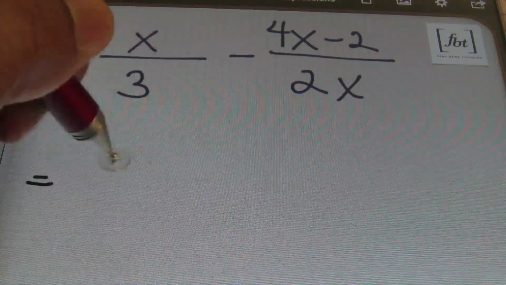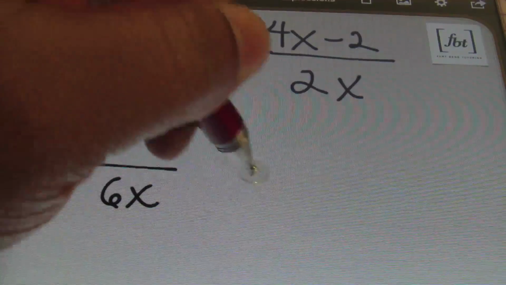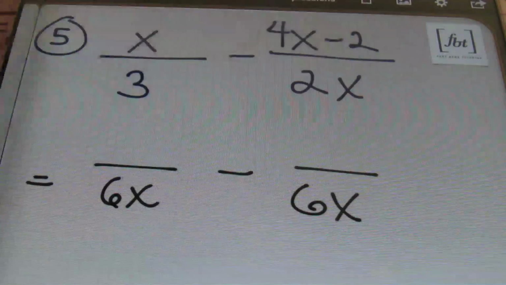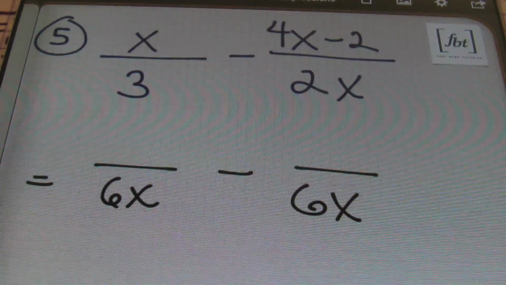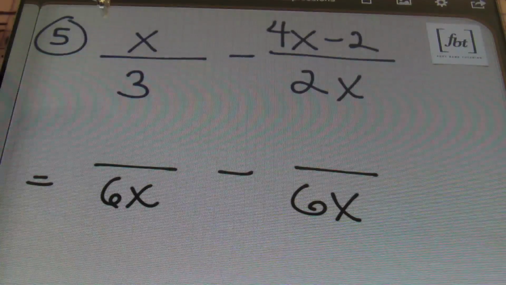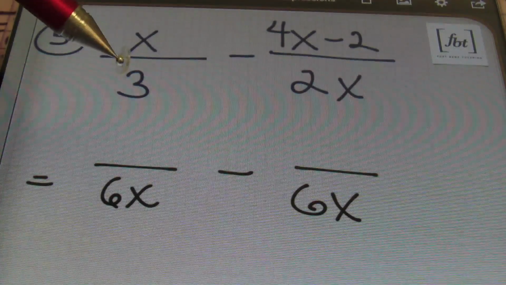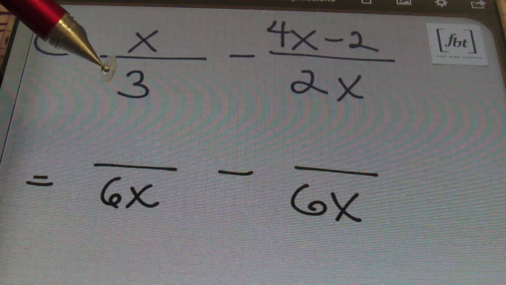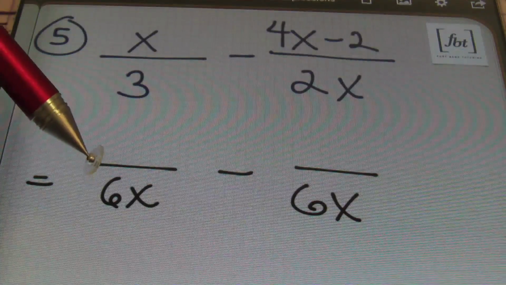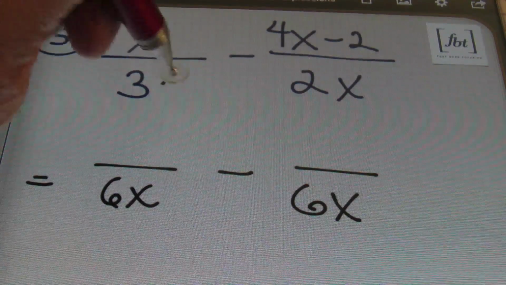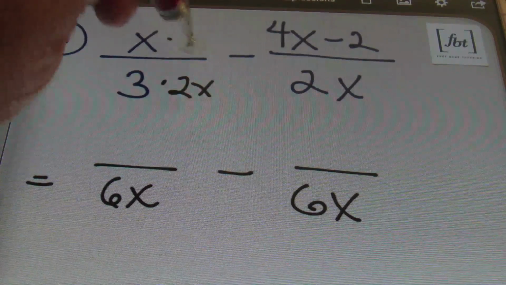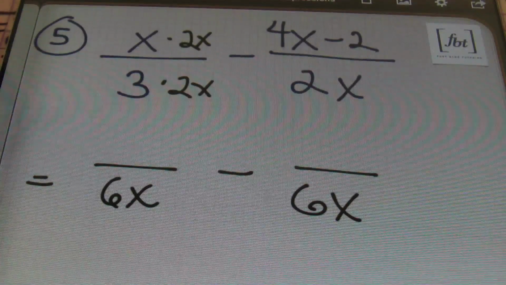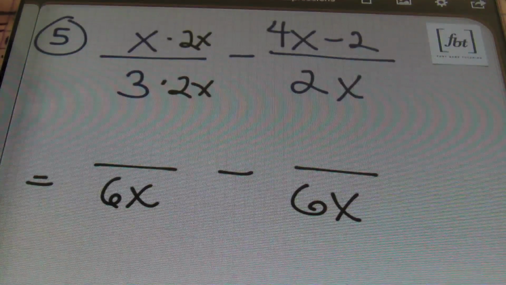So I'm going to change both denominators to have 6x. All right, so just like that. So I have my framework, we'll call it that. So what you'll do next is compare the original denominator to your new one. We had to multiply 3 times 2x in order to get 6x. So I'm going to show that this was multiplied by 2x, and therefore I'll also need to multiply the numerator by 2x as well in order to have an equivalent fraction.